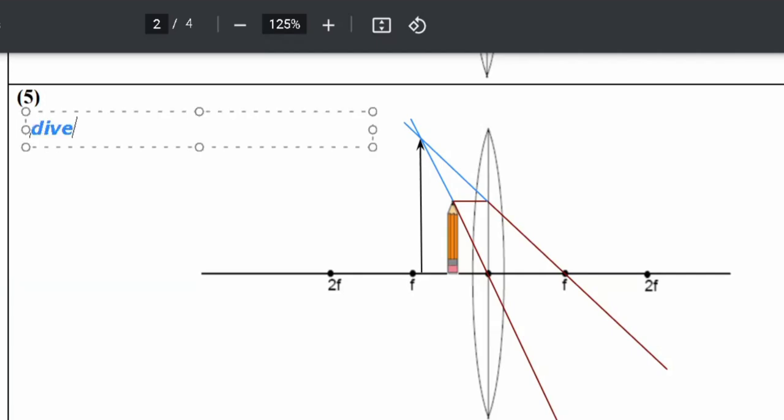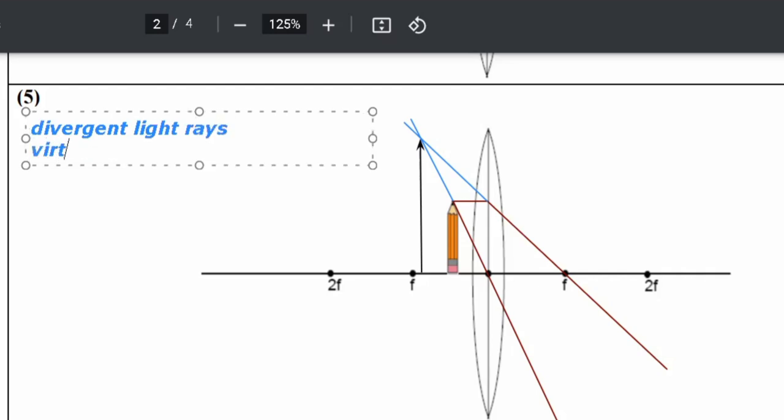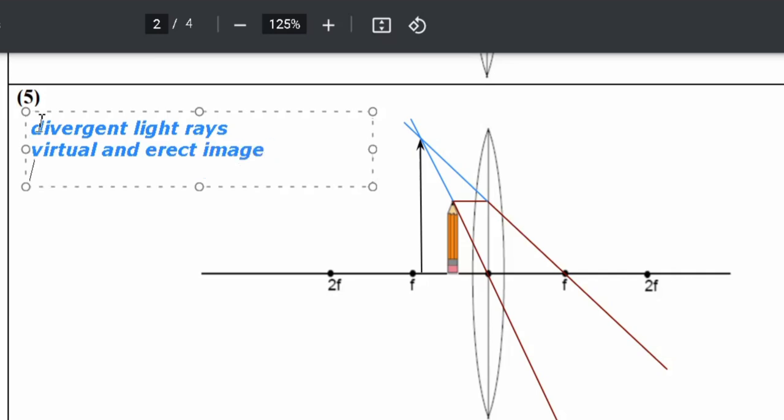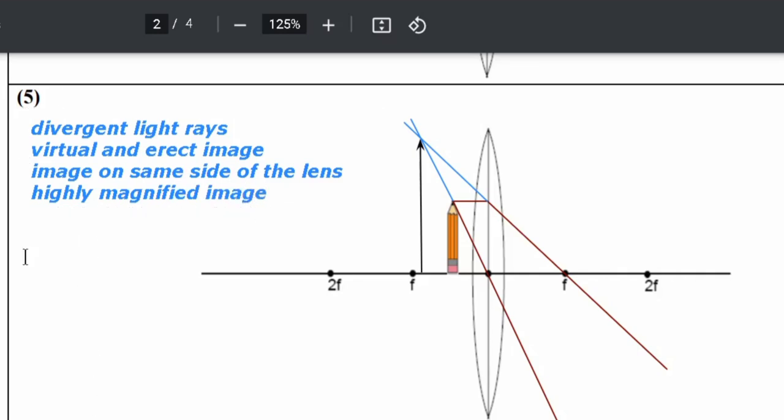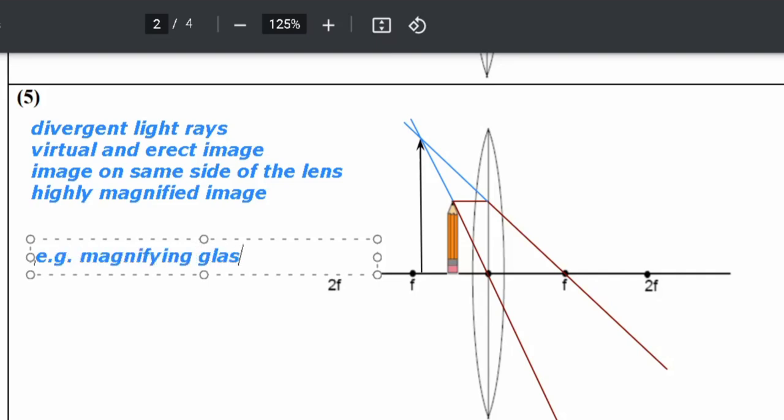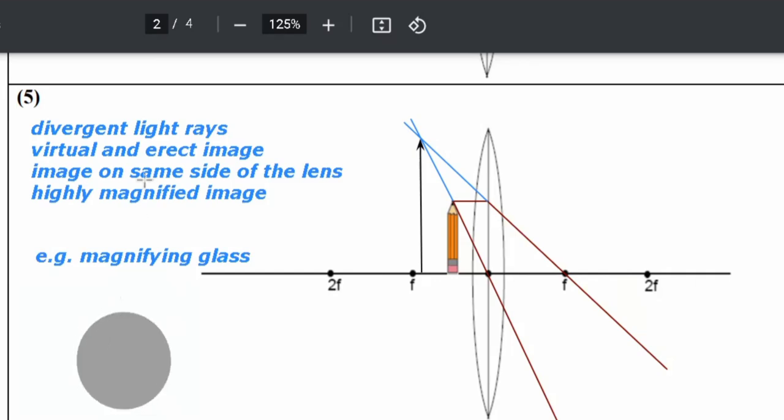You can see when you compare the sizes of the image and the object. However, it's erect, it's not upside down, and it's virtual, which means that it cannot be projected on a screen. Due to divergent light rays, your image is forming on the same side of the lens as the object, and you can find this example in a magnifying glass. Remember, why is this happening? Because the refracted rays are not intersecting and they are divergent. In the previous case, the light rays were parallel and they wouldn't have intersected on either side of the lens. But here they're divergent and they are going to intersect on the same side of the lens.